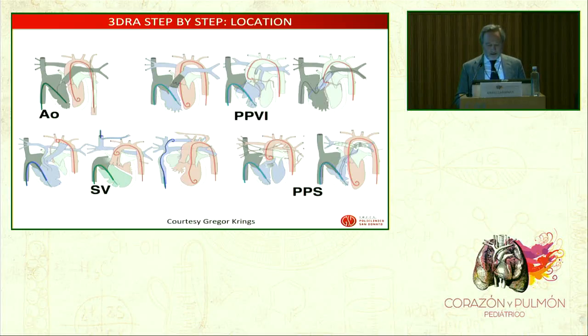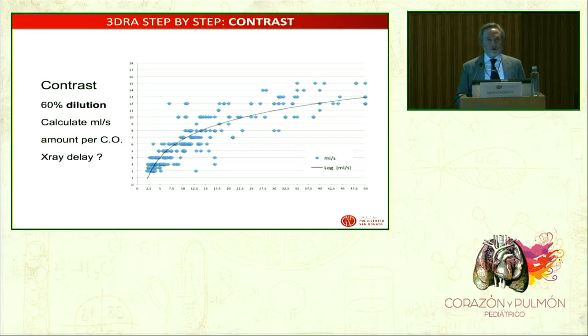Well, this is the protocol we had from Gregor Krings from Utrecht. The concept of 3D rotational angiography is to inject contrast that is going to stay enough time in the chambers or the vessel we want to visualize, in order to allow us to do the 3D reconstruction of the picture we have taken. We can use diluted contrast medium, about 60% diluted. We calculate it by body weight, etc.